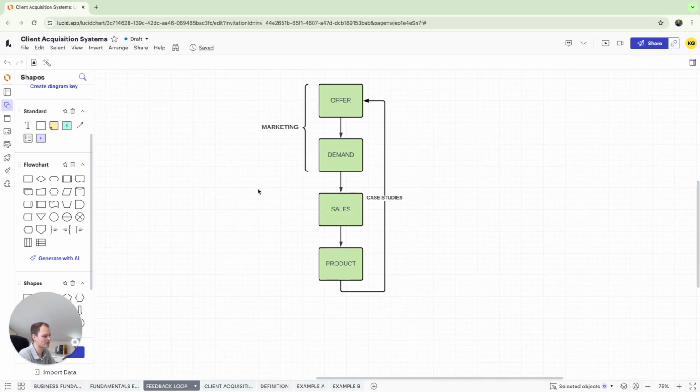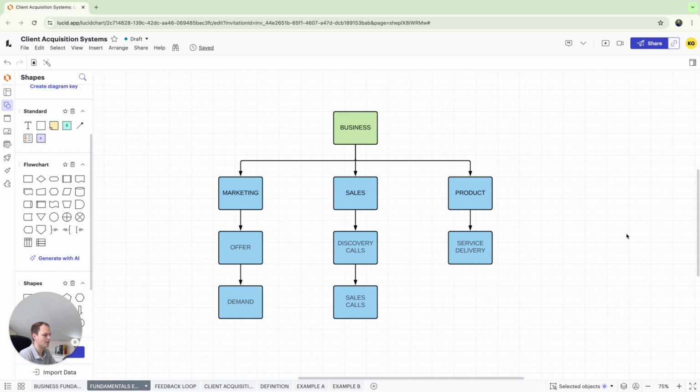Now, successful attempts at solving this problem for our customers should then be fed back into our marketing and sales, which acts like a kind of feedback loop for efficient business growth. So we have our offer, we have our demand, then we sell to that demand, and then our customers experience our product, and then successful attempts at solving this problem are fed back into our offer.